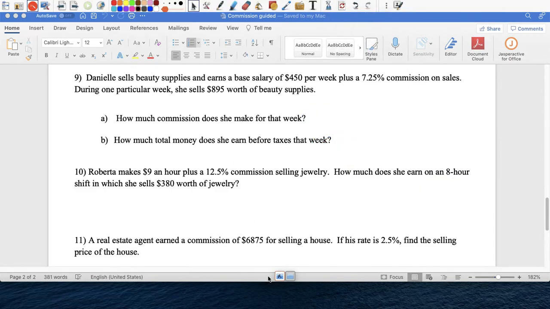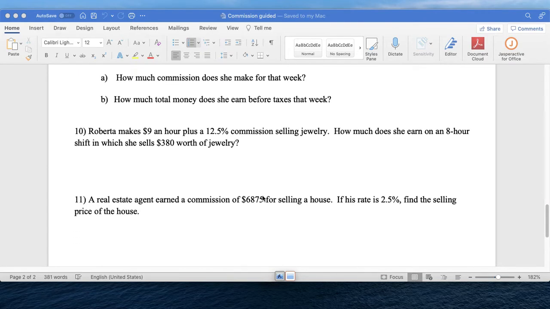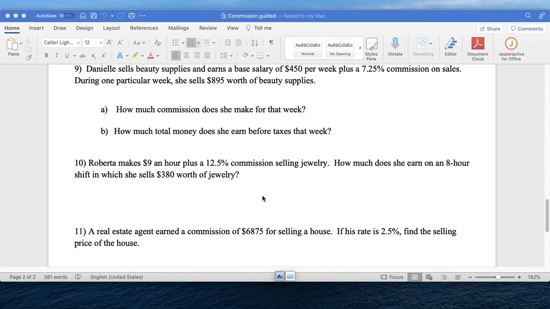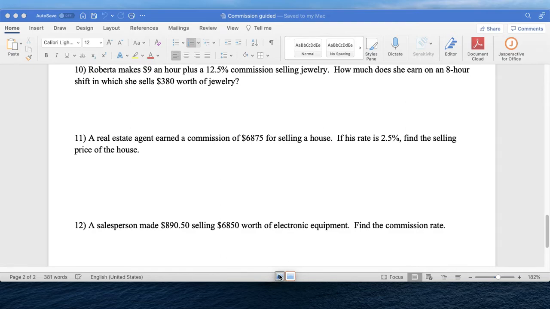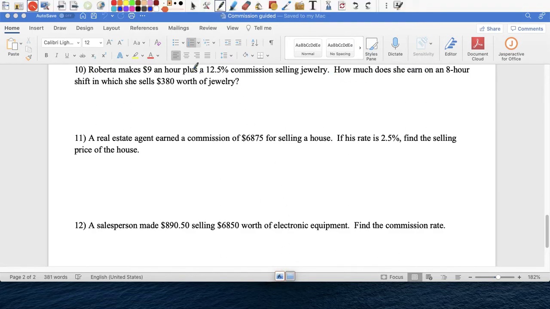Number 10. Roberta makes $9. Again, same type of question. She makes $9 an hour and she works with 12.5% commission. That particular day she works for 8 hours. So let's figure out what she made just by the hour. $9 per hour times an 8-hour shift means for that day she's taking home at least $72. She worked 8 hours and got paid $9 an hour, plus her commission. Did she do any sales? Yeah, a little bit of sales here.